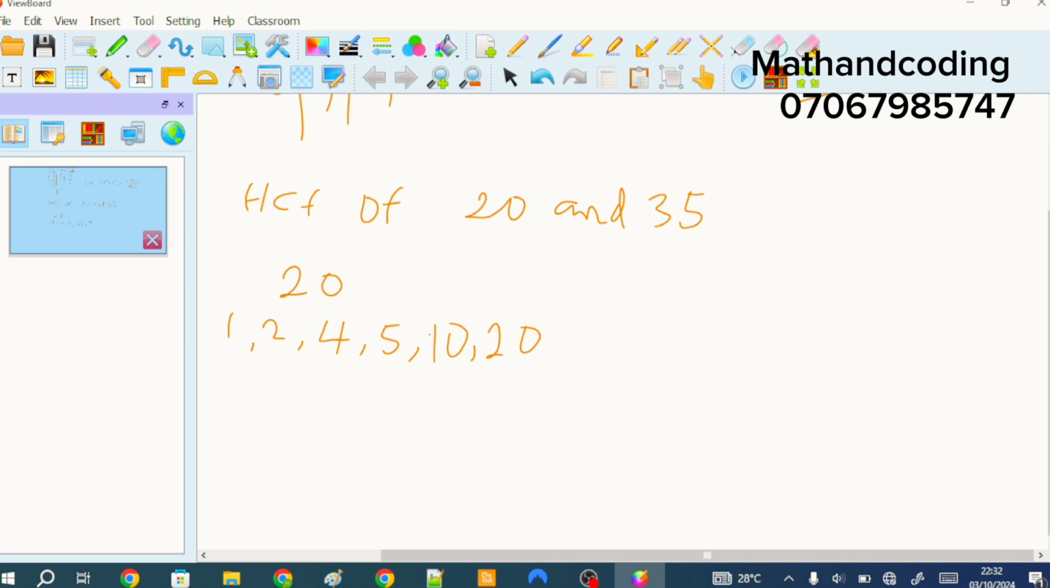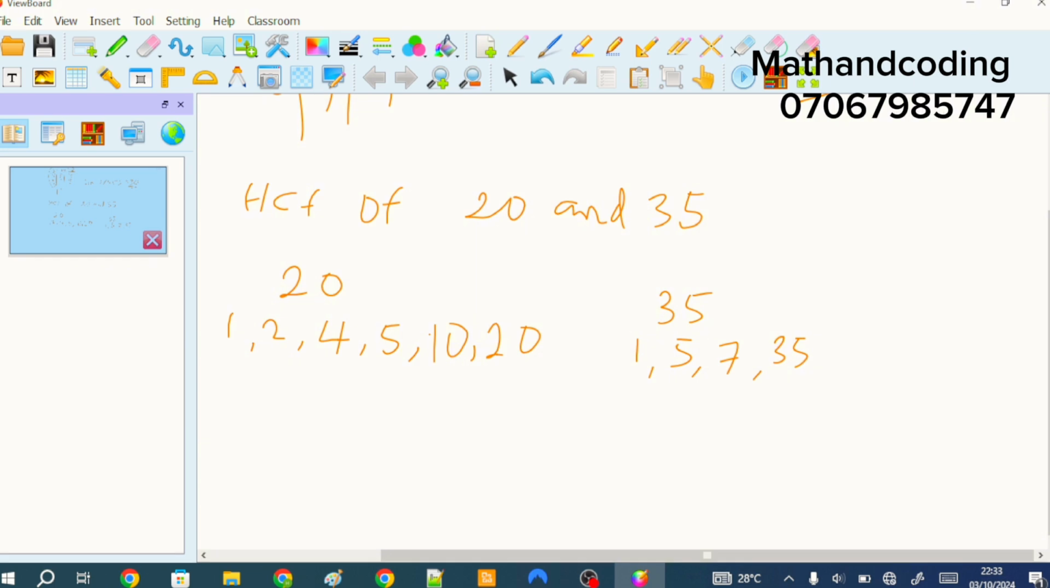Numbers that can divide 35 will include 1. 2 cannot divide, 3 cannot divide, 5 can divide 35 because 5 times 7 is 35, 7 can divide because 7 times 5 is 35, and then 35 can divide itself.